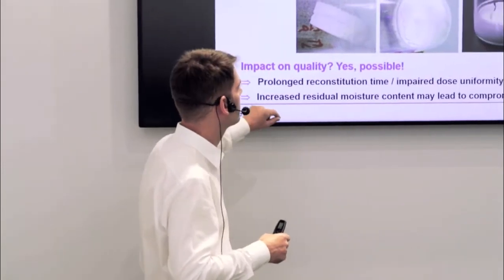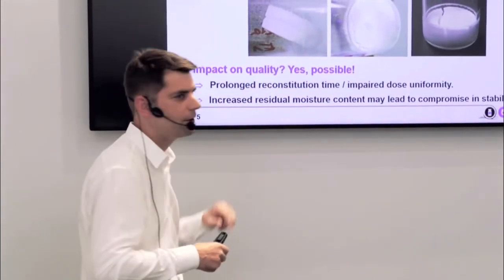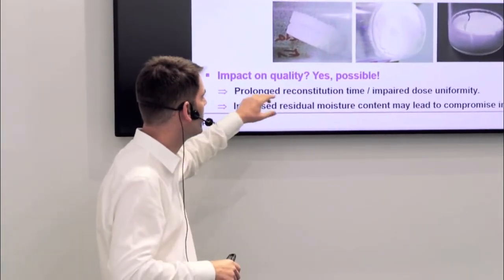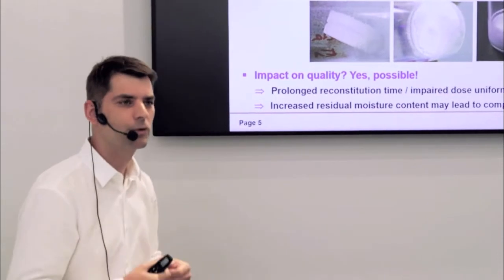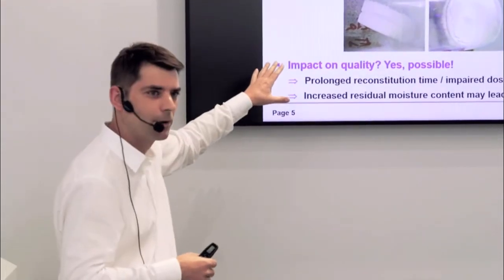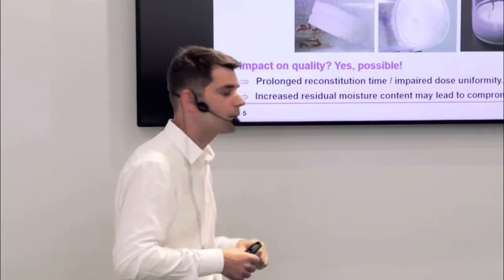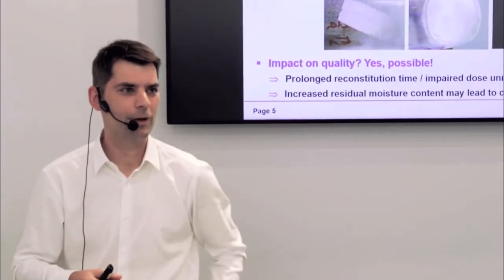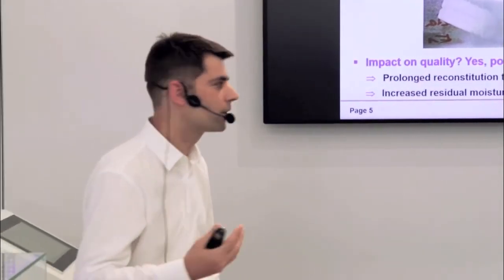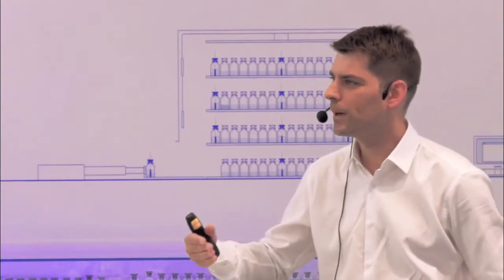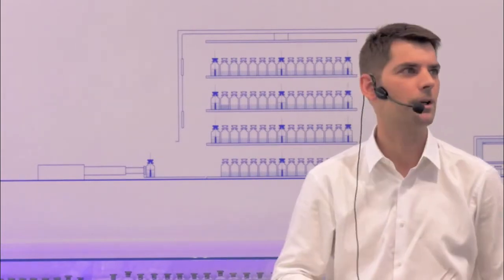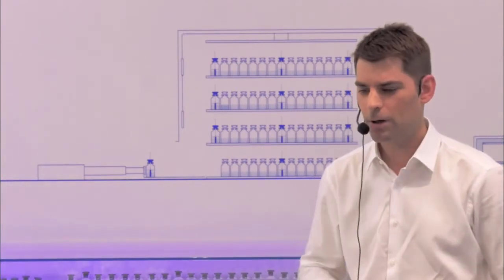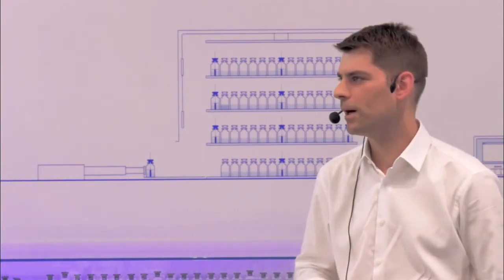So in essence, impact on quality, these product defects. Pharmaceutical relevance, yes, we see prolonged reconstitution times for products having product defects. Impaired dose uniformity is an issue, and we have elevated residual moisture content in some of the cakes of a batch, and that moisture can impact, at the end of the day, your stability profile, chemical stability of a small molecule API or even a biopharmaceutical.